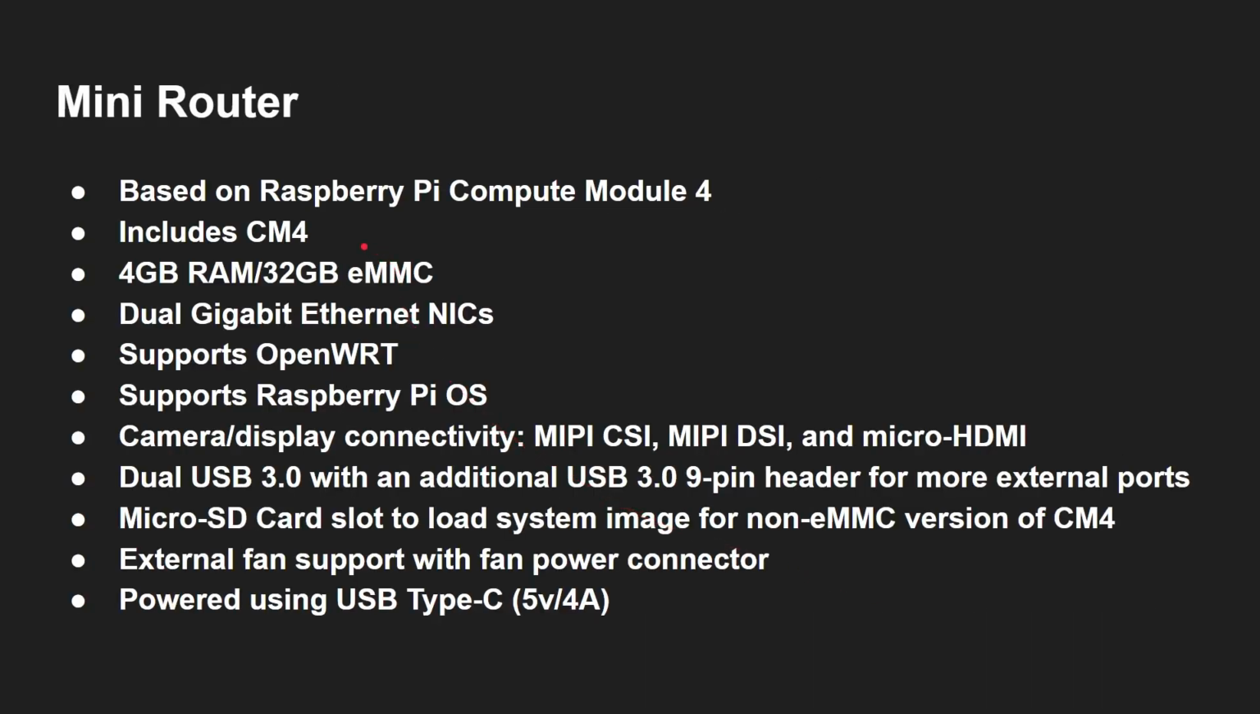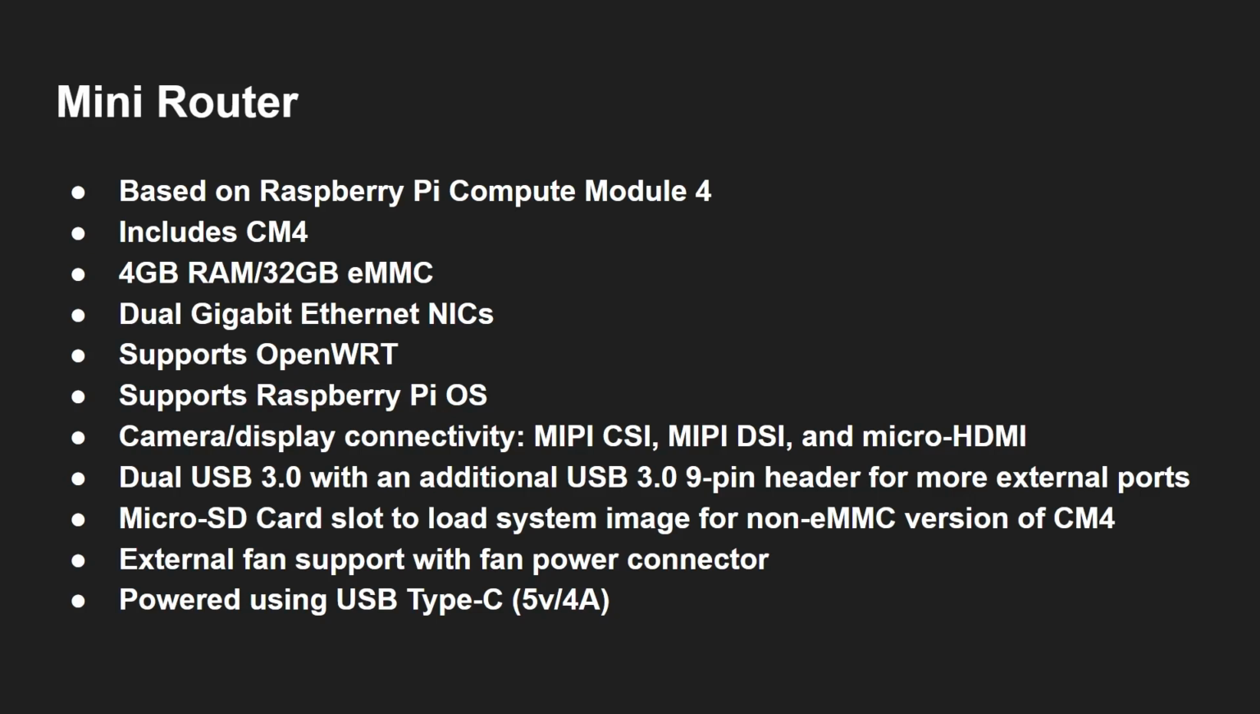So what else do you get in this compute module? Well, of course, it's based on the Raspberry Pi compute module 4. It includes the CM4, the kit that I got. As I said, you can buy it in different variations. The one you get in the kit is with 4 gigabytes of RAM and 32 gigabytes of internal memory using eMMC. It has dual gigabit Ethernet, as we've mentioned. It supports OpenWRT, an open source router firmware. Of course, it also supports Raspberry Pi OS because this is a standard compute module 4, so you can install Raspberry Pi OS on it.